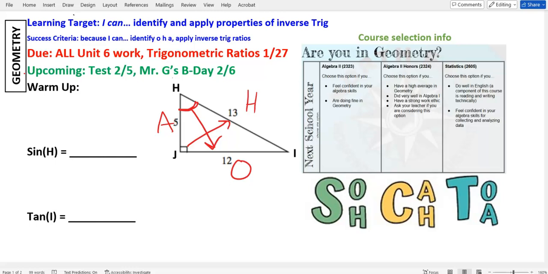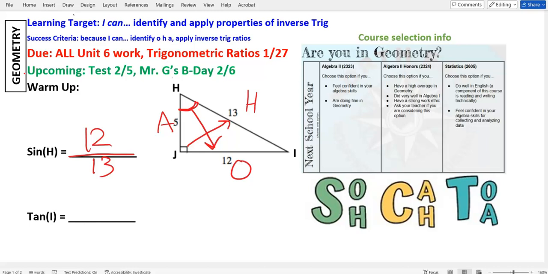Now, sine is O over H. So what's O? What's H? All I need is the fraction. O is 12. H is 13. 12 over 13. That fraction is the answer. And that's what they're asking you on the front side of this assignment from yesterday and the day before. Just what's the fraction? You don't have to solve anything because there's no missing side, because you know all three sides.